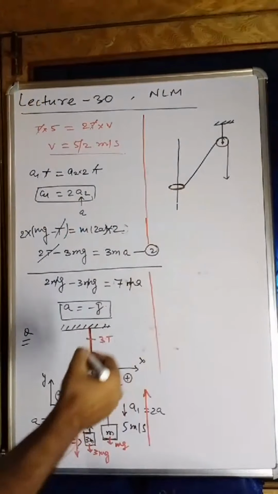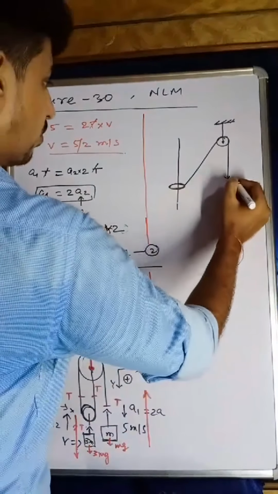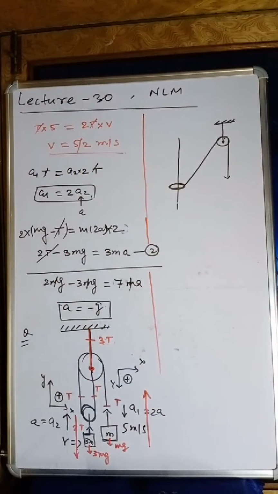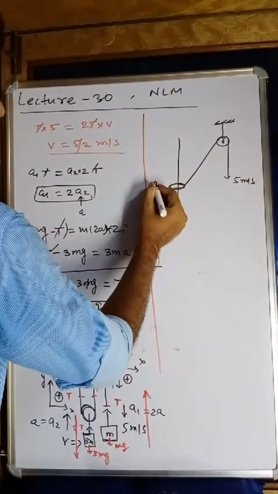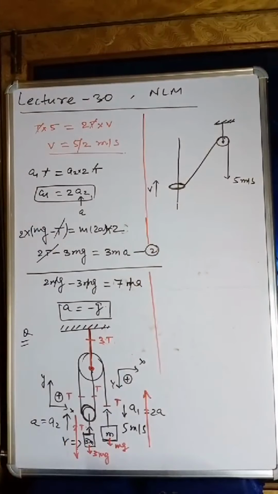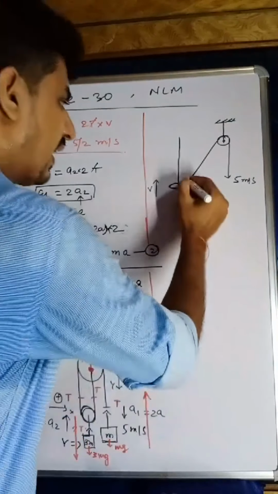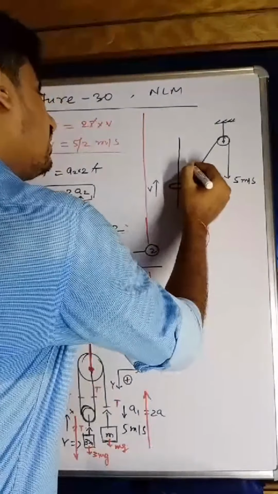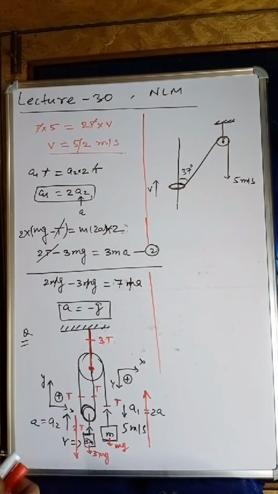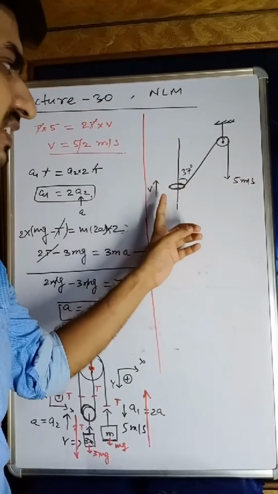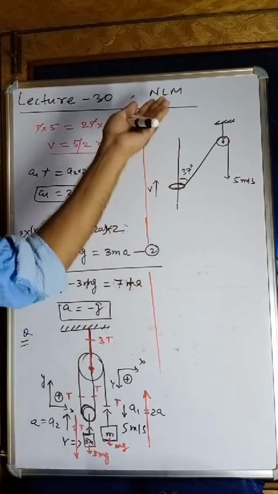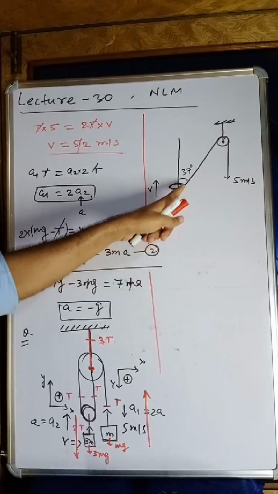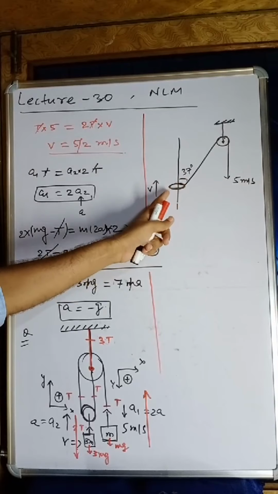This string has certain mass. Alright, if it moves with 5 meters per second down, then you have to find the velocity of this ring. What will be the velocity? You have to find the velocity of this ring when this angle is 37 degrees. At that instant you have to find the speed of this ring. It will move up. With which speed is it moving when it reaches the point at 37 degrees?